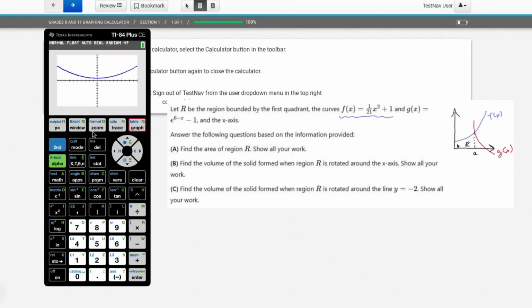Hooray. Now if I want to integrate this between 0 and 4.861, I'm going to hit second, trace, which takes me to calc, and there's my integral function. So, lower limit is 0, hit enter. Upper limit is 4.861, hit enter, and it fills it in for you. And what we get is 6.684.